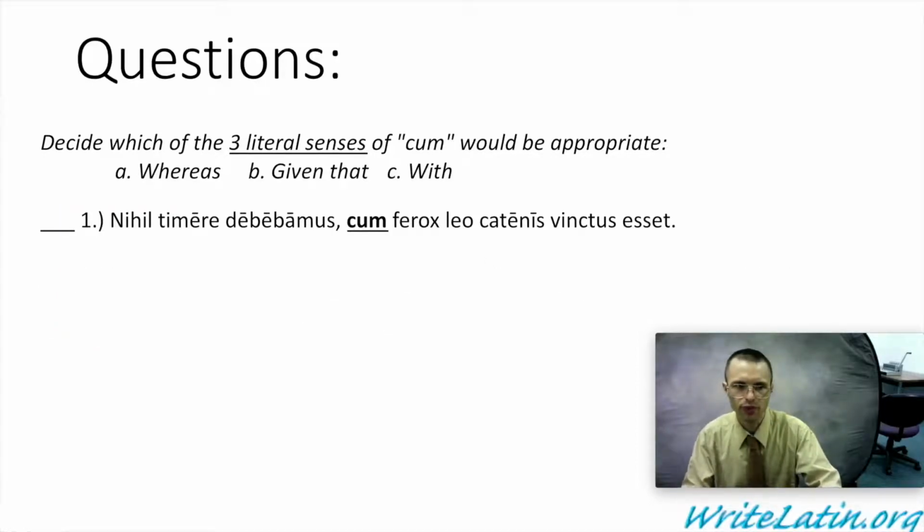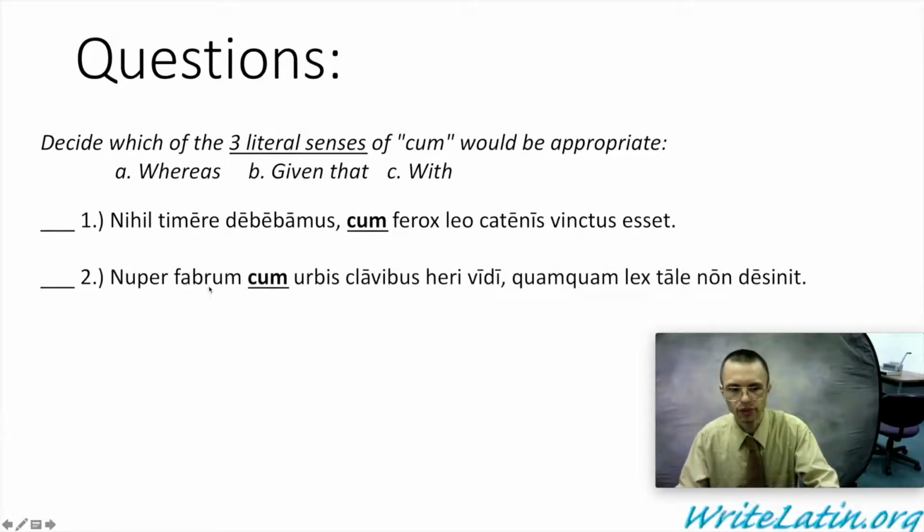Okay, so the first one, nihil temere debebamus, cum ferox leo catenis vinctus esset. I look at cum, I notice it's in the middle of the sentence, and I also notice that it introduces a whole clause, so it's going to be a cum clause because it's starting a whole clause, not just one ablative word. So since it's in the middle of the sentence, it's given that.